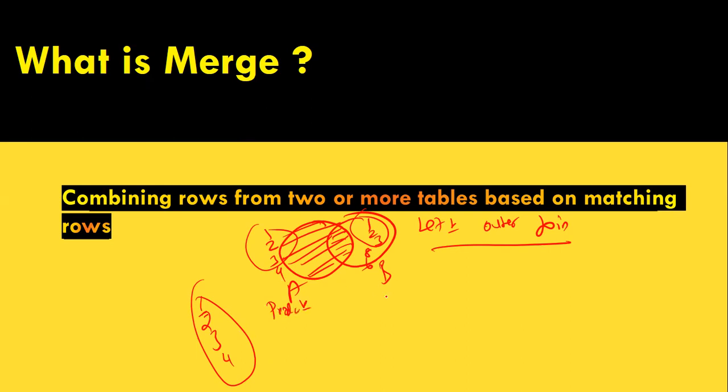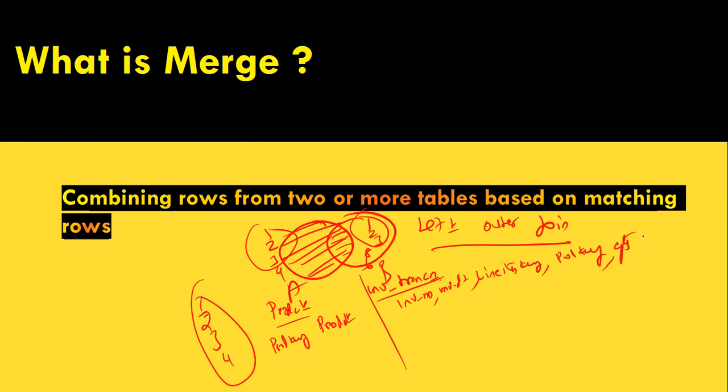Let's say you have a product table and an invoice transaction table. Here you have product key and product name. And in the invoice transaction, you will have invoice number, invoice date, line item key, product key, quantity, price, and then sales amount. So these are the columns in this table.